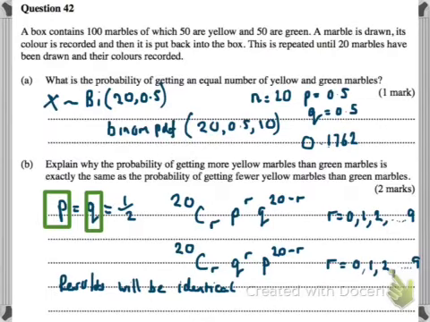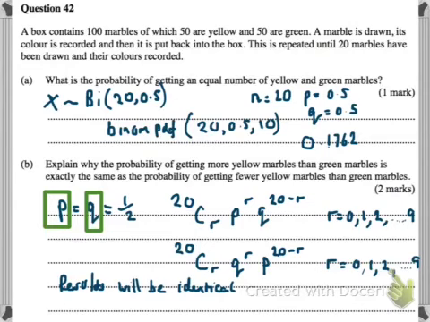A box contains 100 marbles, of which 50 are yellow and 50 are green. A marble is drawn and its colour is recorded, then put back in the box. This is repeated until 20 marbles have been drawn and their colours recorded. What's the probability of getting an equal number of yellow and green marbles?